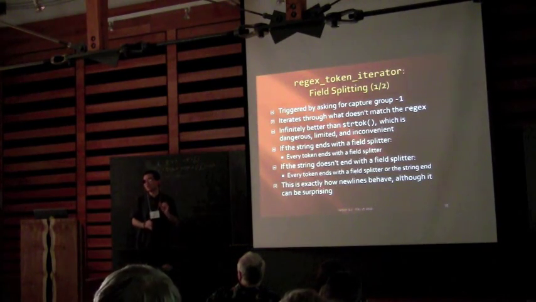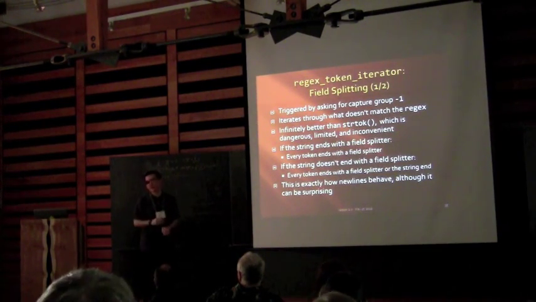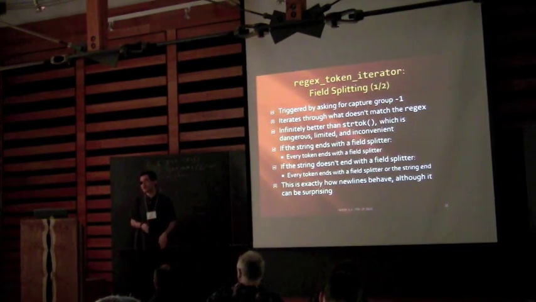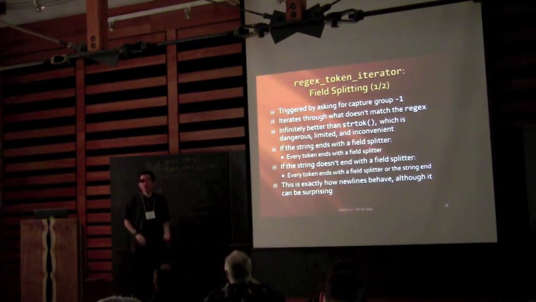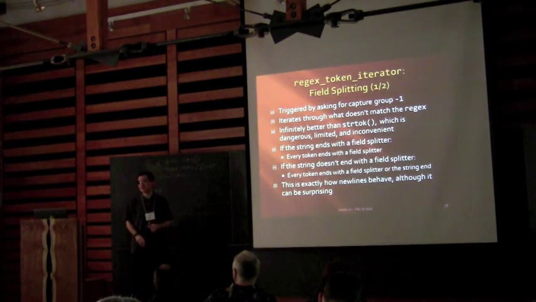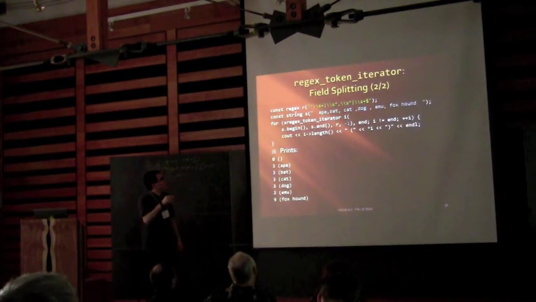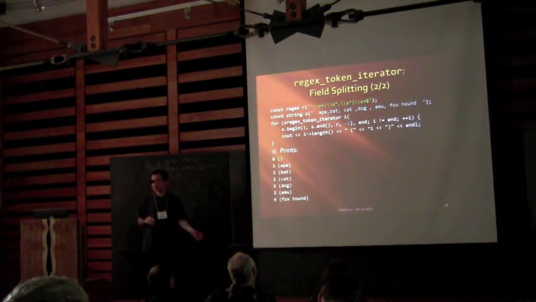Many people, when they first look at how regex token iterator works, think, oh, if the string begins with the field splitter, I just want to skip over it. I don't want a zero length match. That's not how it works. You can, of course, detect the length of the match and just say, wait, zero length, I don't care about that. So, final example, here I'm going to describe what I'm not interested in.